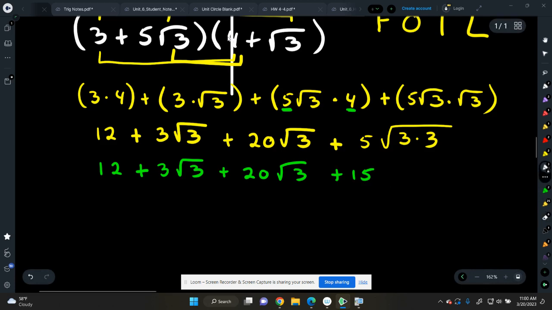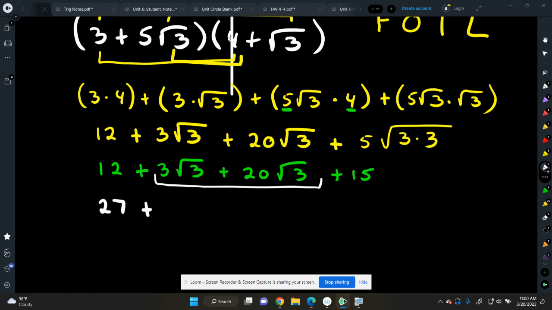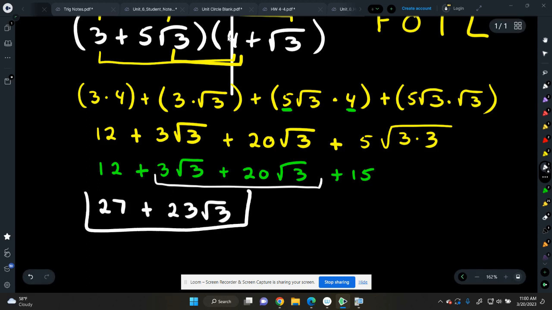Okay, now we need to combine like terms. 12 and 15 is 27. Same radicals. Now, yes, these are the same radical. I have 3 of those root 3's, and I'm adding 20 more, so I have 23 of the root 3's. And we're done.